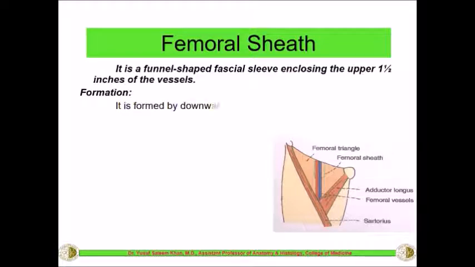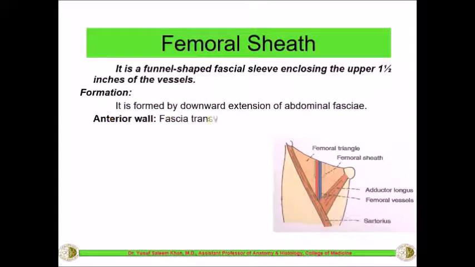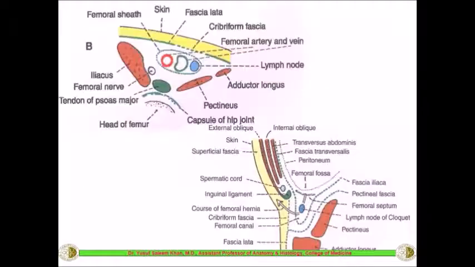How is it formed? It is formed by downward extension of the abdominal fascia: the anterior wall by the fascia transversalis and the posterior wall by the fascia iliaca. If you see the picture here, this is a picture of the longitudinal section of the abdomen and the pelvis.